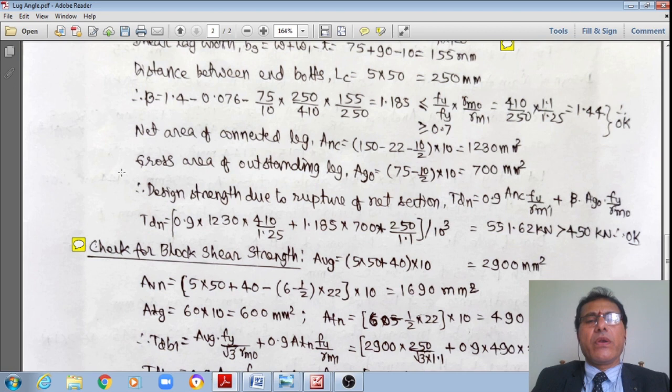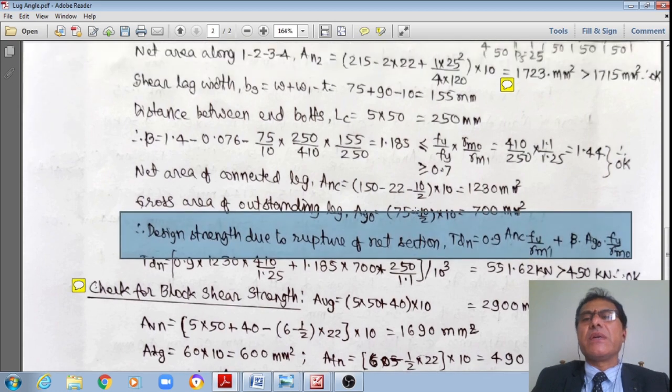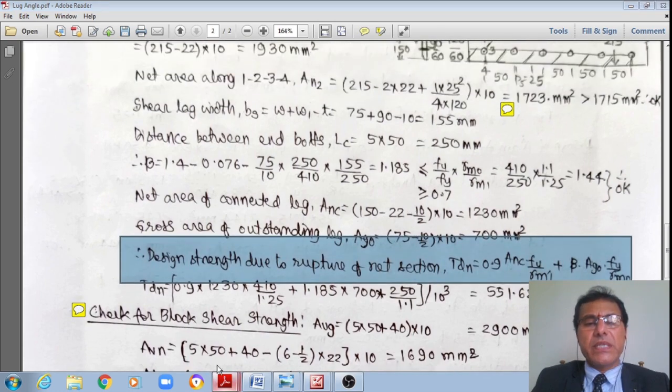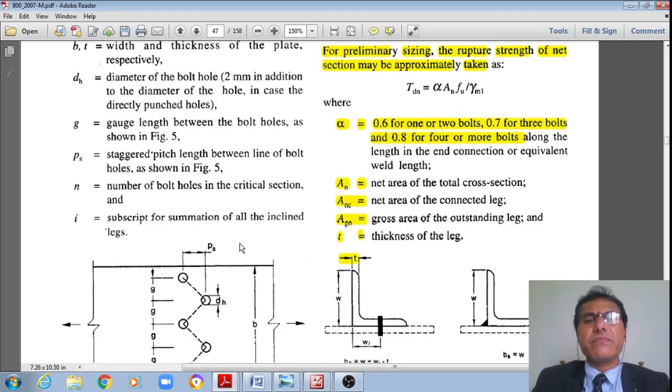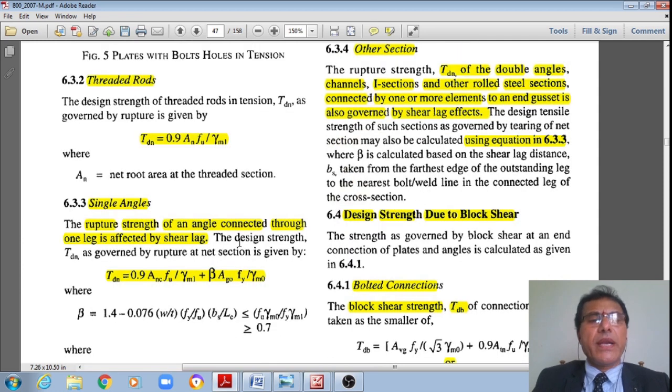Then, now I have to find this design strength due to rupture of this net section, right? Let me see this formula, student. Just now we have seen that formula: TDN is equal to 0.9 ANC Fu divided by gamma M1 plus beta AGO Fy divided by gamma M0.